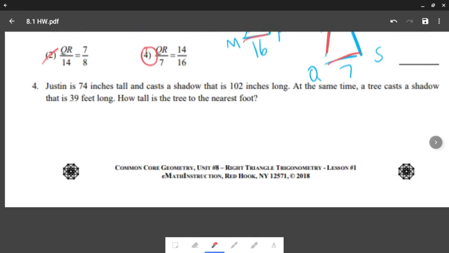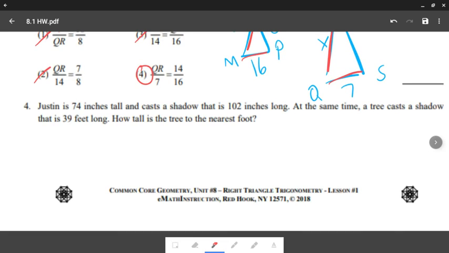Number 4, Justin is 74 inches tall and casts a shadow that is 102 inches long. When you have a question with a shadow like this, draw yourself a picture. All right, so it looks like we have a person and we have a tree. So here's going to be my tree.